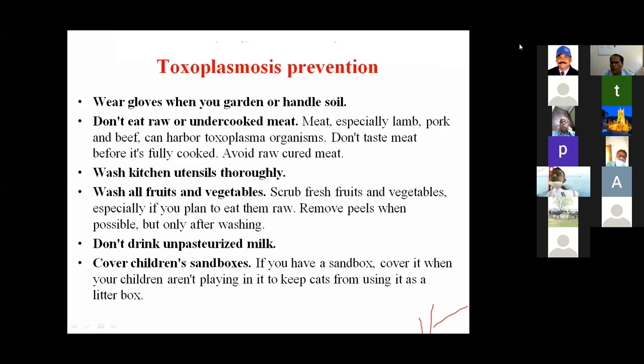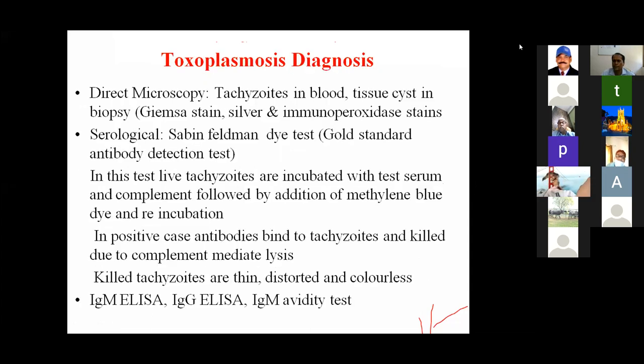Toxoplasmosis prevention. So how can we prevent it? Wear gloves when you garden or handle soil. Don't eat raw or undercooked meat. Wash kitchen utensils thoroughly. Wash all fruits and vegetables thoroughly. Don't drink unpasteurized milk. Cover children's sandboxes. Wherever there is sand, generally dogs and cats go and sit there and pass their feces, and human kids also have a habit of playing at that place. So chances of infection are more common.